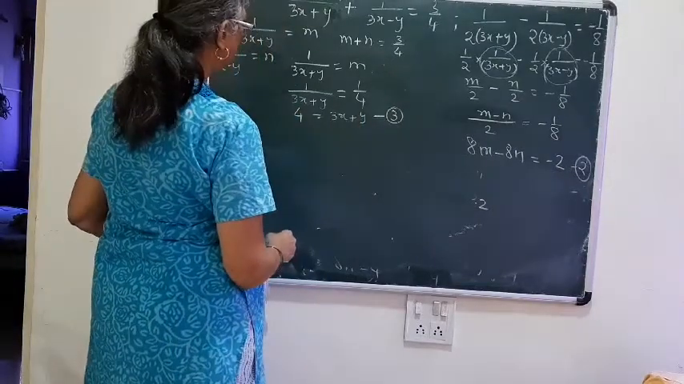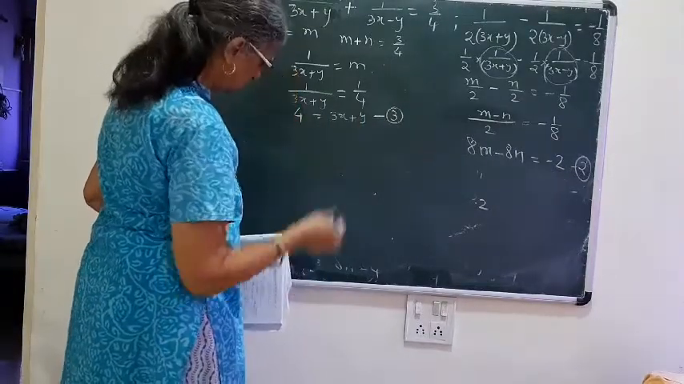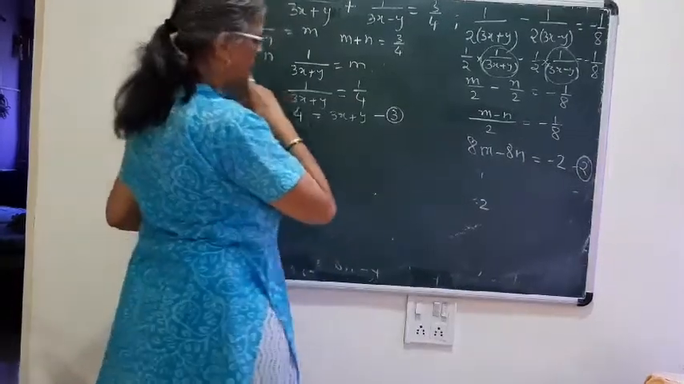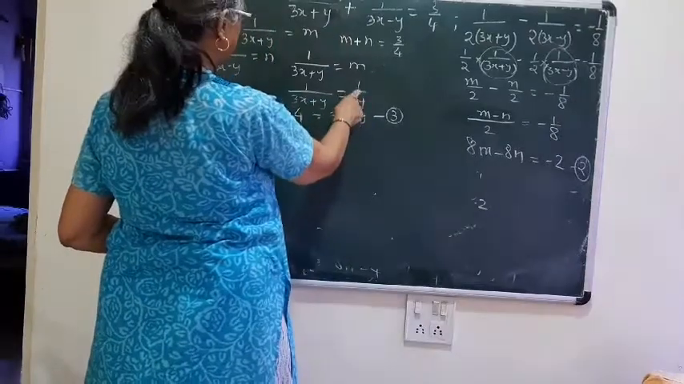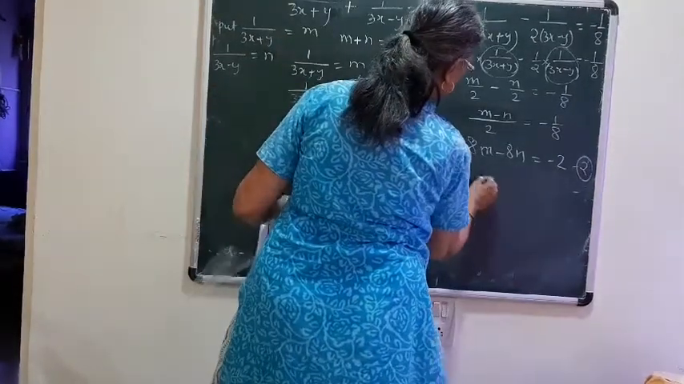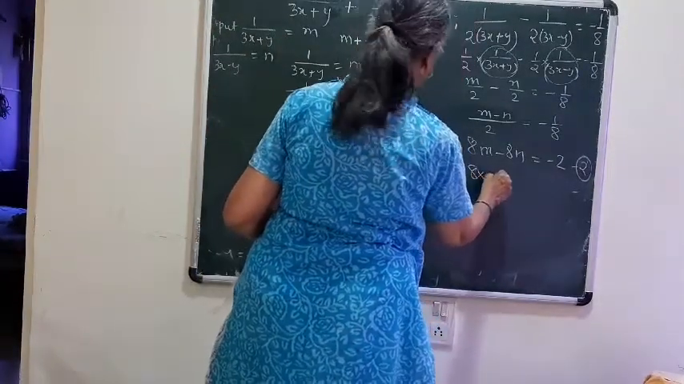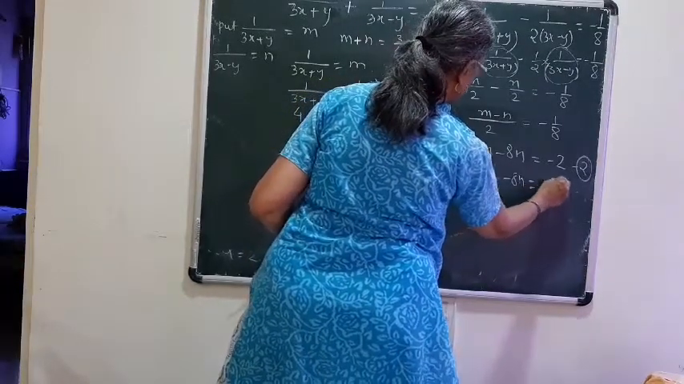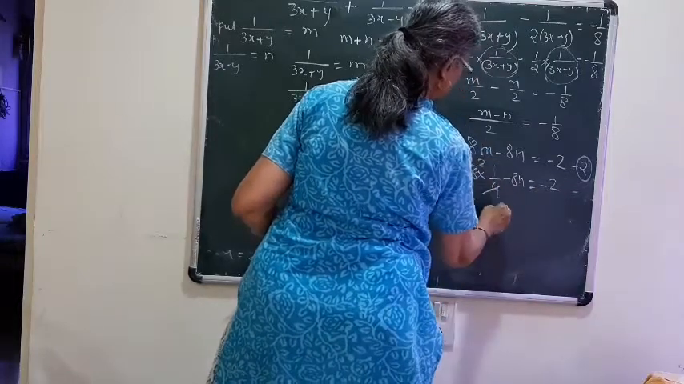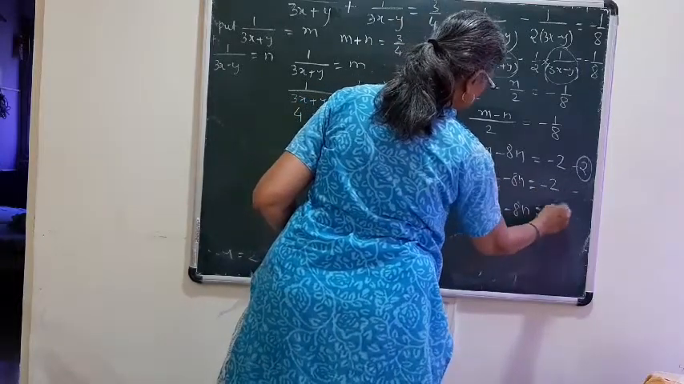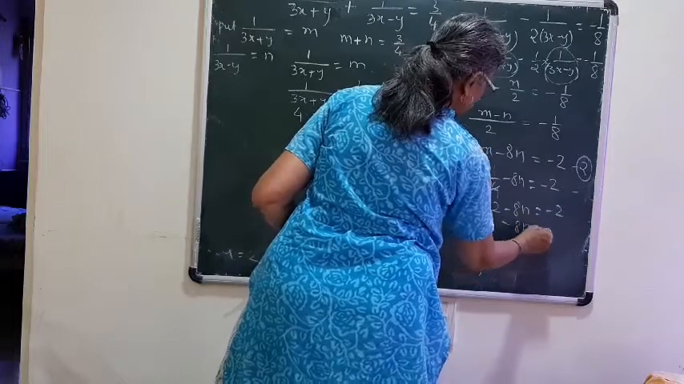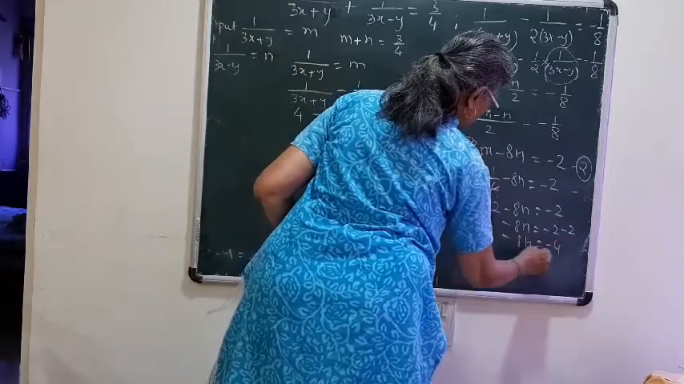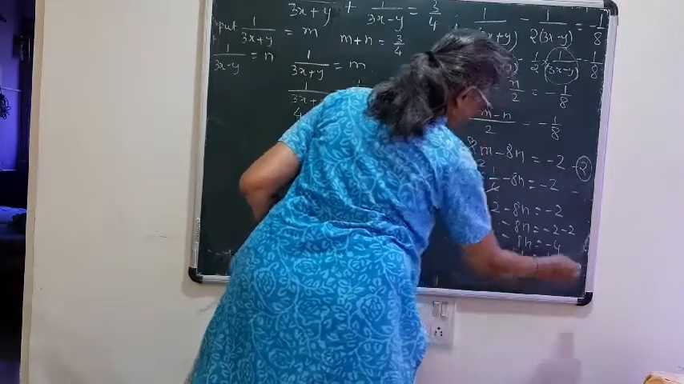Got? Then what value of n do we have? Because I have m equal to 1 upon 4, I will put it again here; I rubbed it by mistake. M taken as 1 upon 4: 2 minus 8n equal to minus 2, so minus 8n equal to minus 2 minus 2, minus 8n equal to minus 4. So n is equal to 1 upon 2.